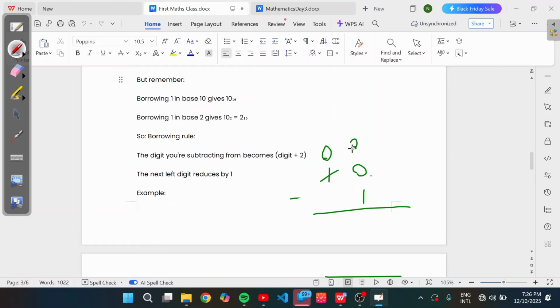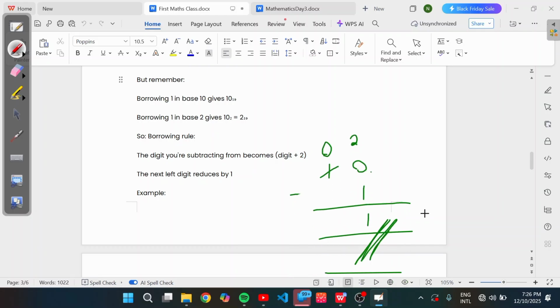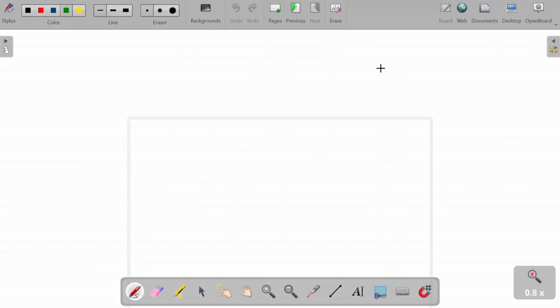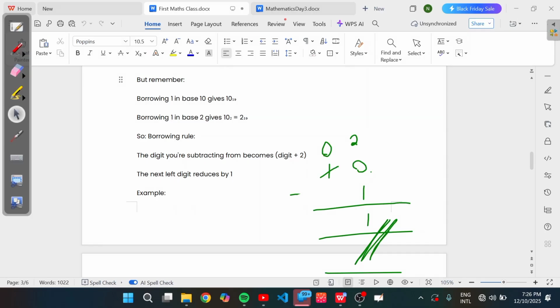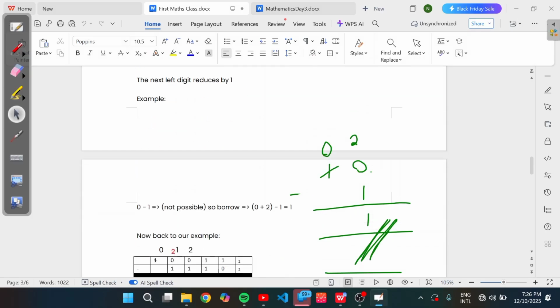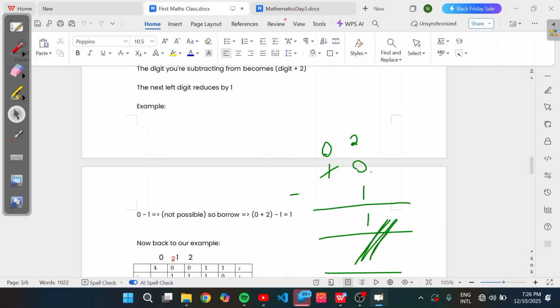So now we have 2 here. And very simply, 2 minus 1 is what? 1. So our final answer would be 1. Because this is 0, so it can't do anything. That's how it works. Let's get back into it. So that's how it works.